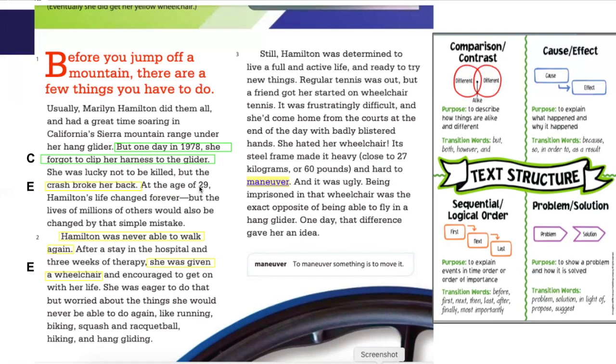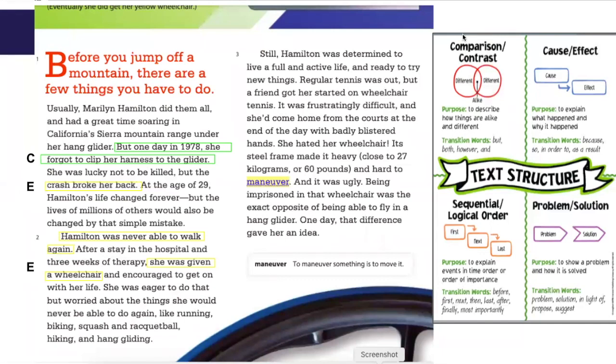Still, Hamilton was determined to live a full and active life and ready to try new things. Regular tennis was out, but a friend got her started on wheelchair tennis. It was frustratingly difficult, and she'd come home from the courts at the end of the day with badly blistered hands. She hated her wheelchair. Its steel frame made it heavy, close to 27 kilograms or 60 pounds, and hard to maneuver. And it was ugly. Being imprisoned in that wheelchair was the exact opposite of being able to fly in a hang glider. One day, that difference gave her an idea.